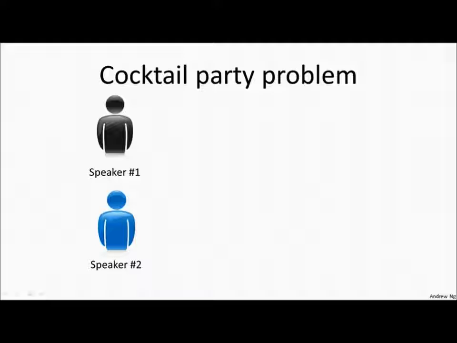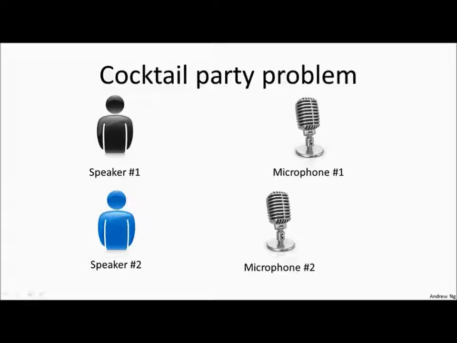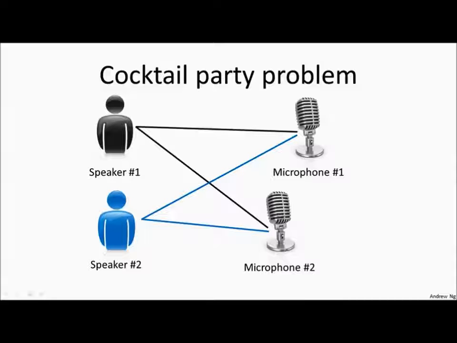And we're going to put two microphones in the room. Because these microphones are at two different distances from the speakers, each microphone records a different combination of these two speakers' voices. Maybe speaker 1 is a little louder in microphone 1, and maybe speaker 2 is a little bit louder in microphone 2, because the two microphones are at different positions relative to the two speakers. But each microphone records an overlapping combination of both speakers' voices.